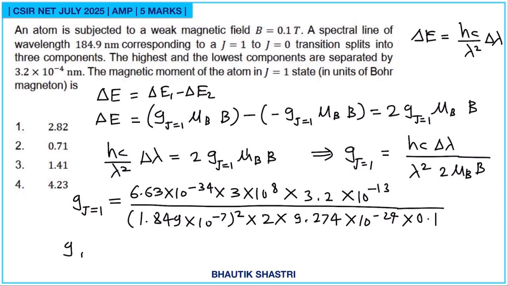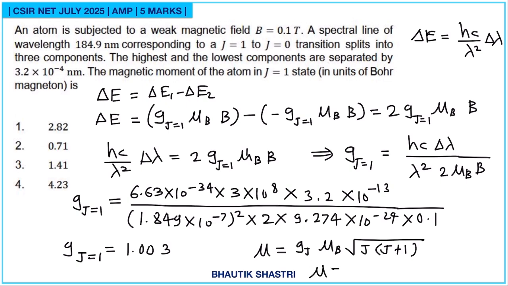By solving this, we'll get G is equal to 1.003. Now the magnitude of magnetic moment is equal to Gj mu b under root jj plus 1, and this is for j is equal to 1. So mu is equal to 1.003 into root 2 mu b. In the units of Bohr magneton we want, so root 2 into 1. So root 2 is 1.414. So option 3 is correct.